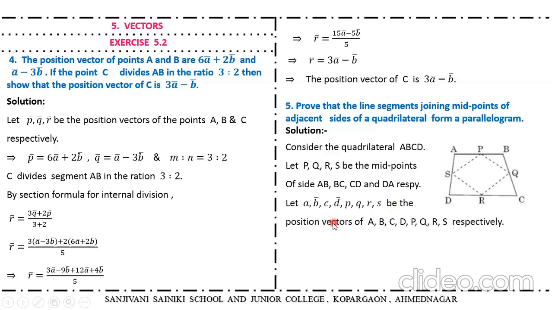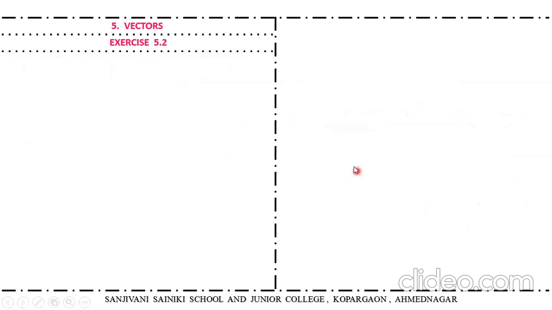Okay. So let a bar, b bar, c bar, d bar, p bar, q bar, r bar, s bar be the position vectors of the points A, B, C, D, P, Q, R, S respectively. Okay. So by using the midpoint formula, we can write p bar as a bar plus b bar upon 2, q bar as b bar plus c bar upon 2, r bar as d bar plus c bar upon 2, s bar as a bar plus d bar upon 2.